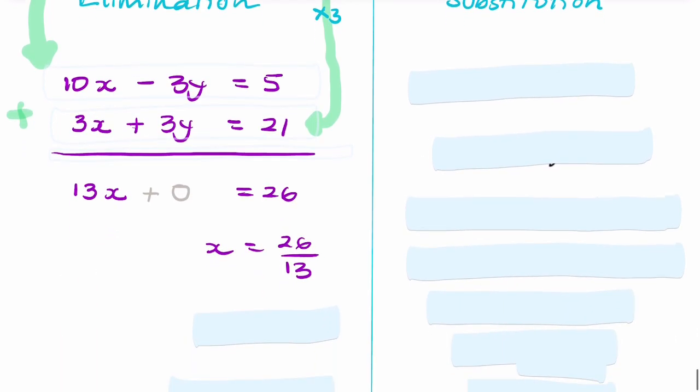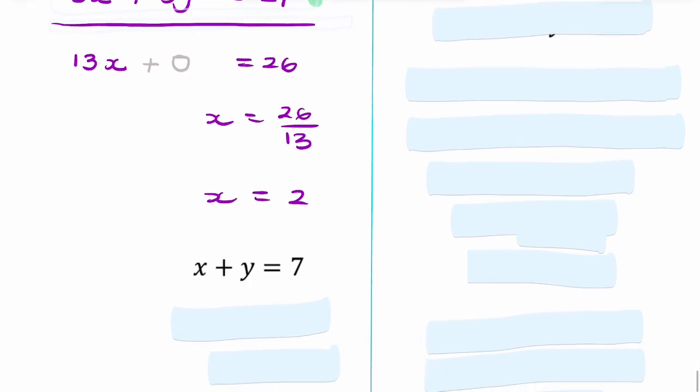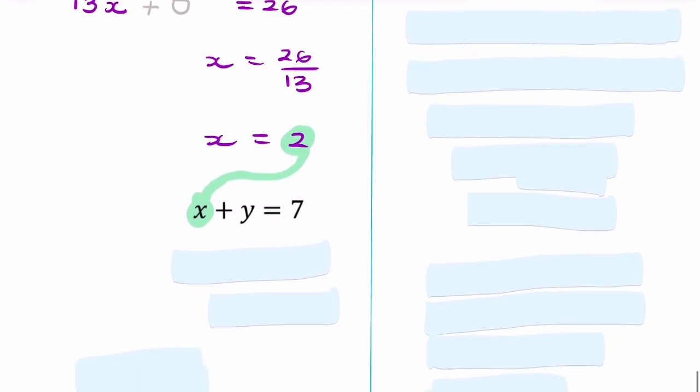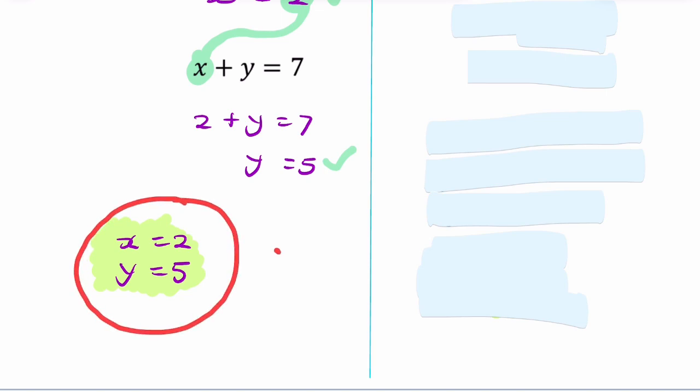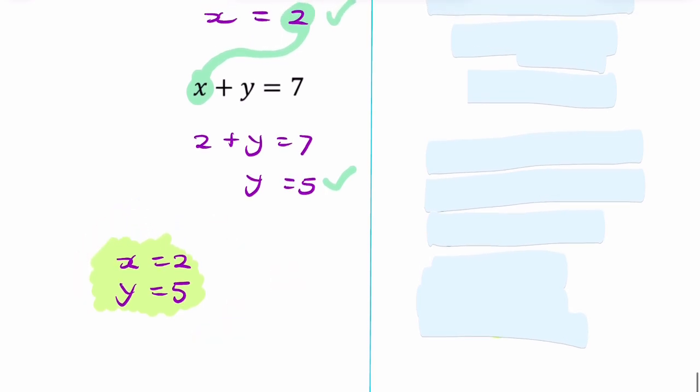So you divide both sides by 13, that gives you x. Now we know x, we can substitute that back in the original equation. So if I substitute x into one of the original equations, I can then rearrange to find y. So now I know x and I know y. That's the end of the question. We've found x and y, and that's the final answer.